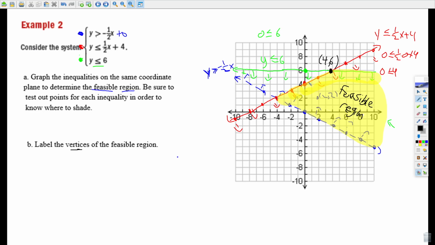And if we keep going, the red and blue intersect right here. This is why it's crucial to make them perfect and exact. This would be -4. We'll squeeze that in there. -4, 2.